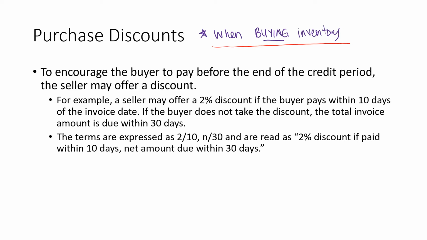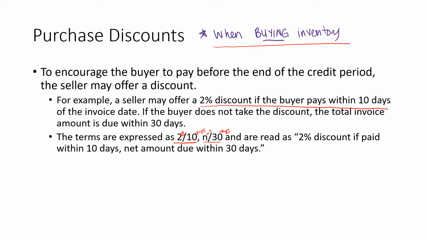So on an invoice, the credit terms might list, for instance, a 2% discount if the buyer pays within 10 days. If that's the case, it would be listed as what we call 2/10, n/30, which means 2% if it's paid within 10 days, or the net is due in 30 days. So net due in 30 days.